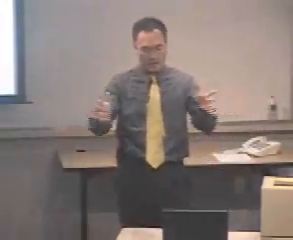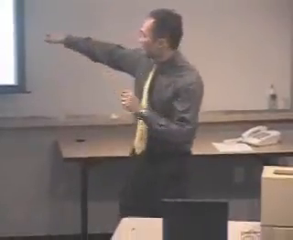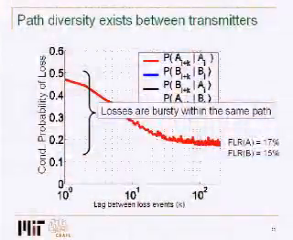But as you move the lags shorter and shorter between the two loss events, you see the conditional loss probability goes up much higher than the mean, which means that the losses are bursty. If you see a loss now, the chance of the next loss is high.